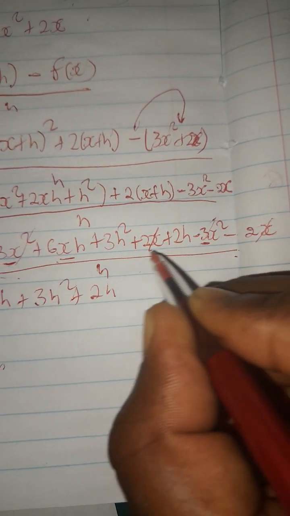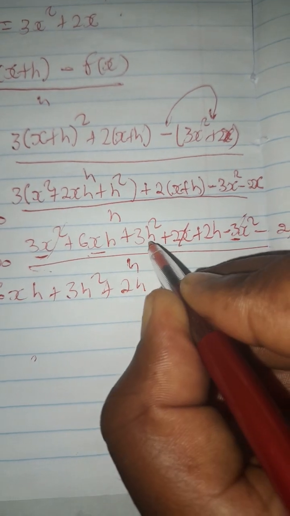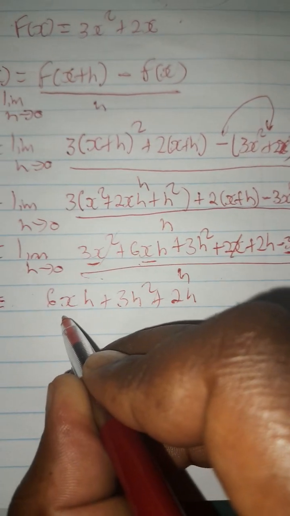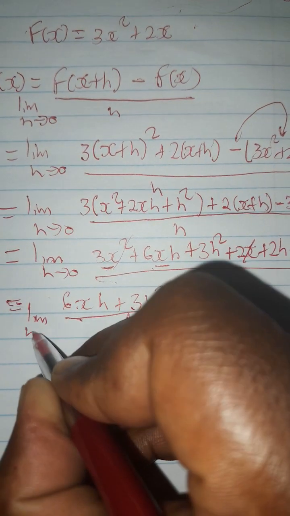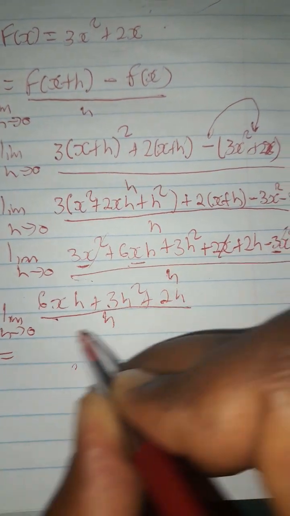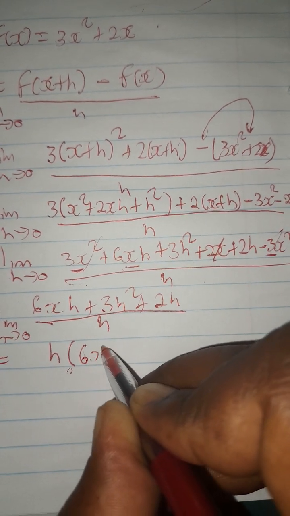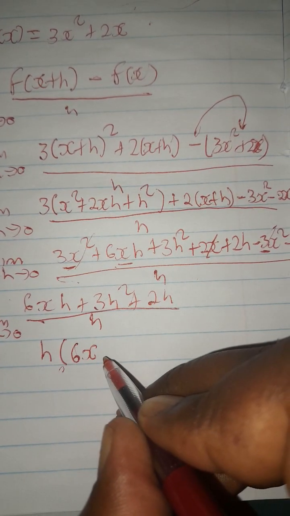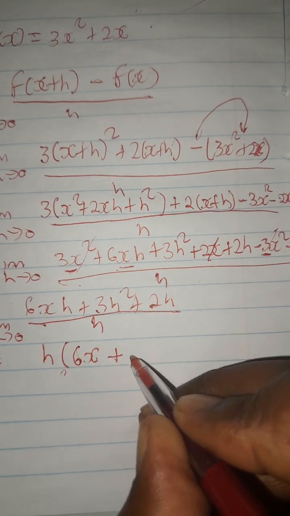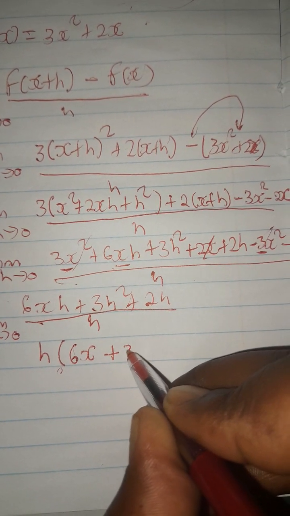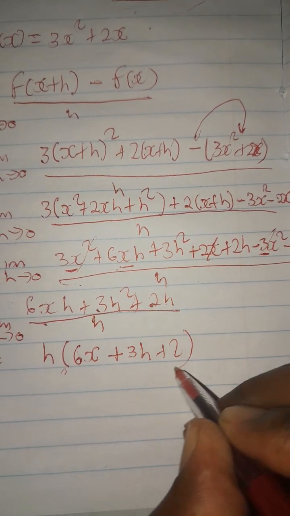Yeah, the others are cancelling. So we have 6xh, 3h squared plus 2h. From here, limit as h approaches 0, we can factor out. When you factor out the highest common factor, which is h here, we are left with 6x. To get to 3h you need 3h squared, you need 3h. To get to 2h you need 2, right?